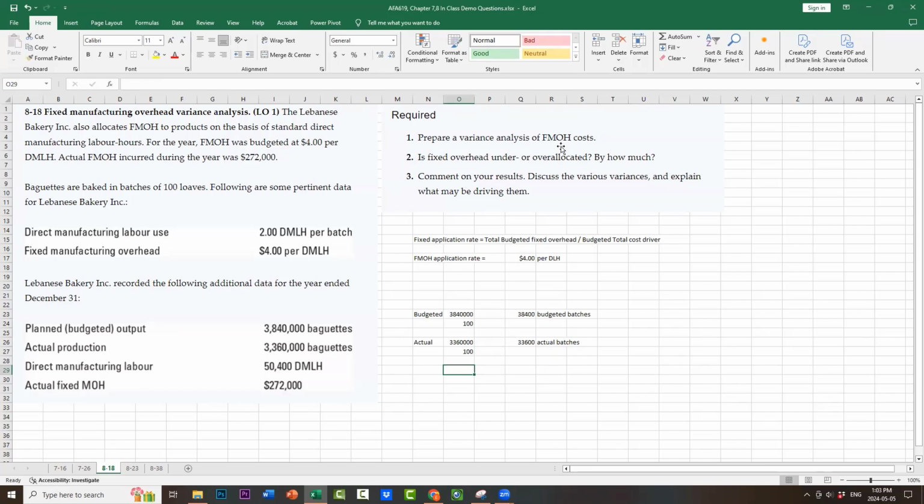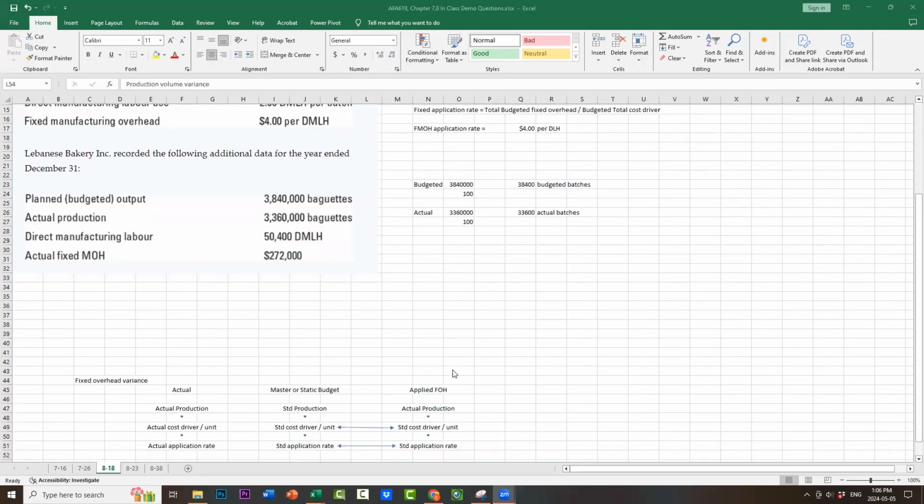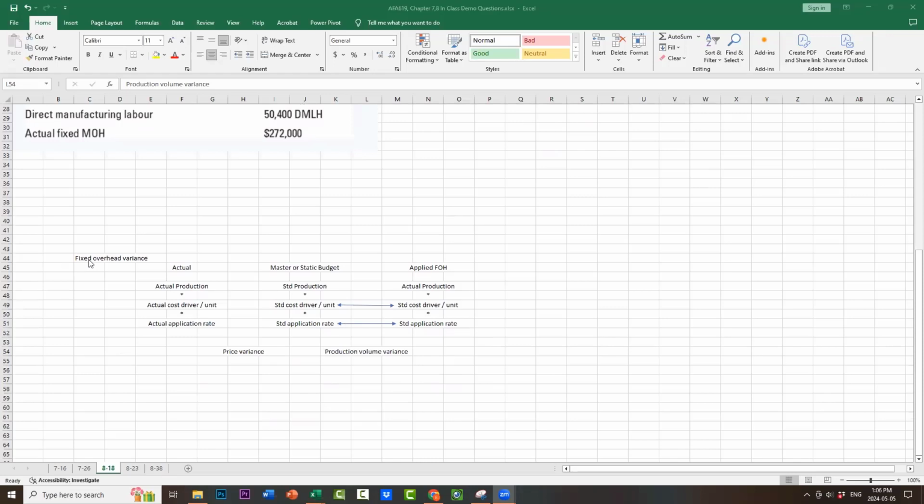So first we have to understand how to calculate this. We can't use the diamond approach. We have to use the column approach. So I have that down here. So this is the method we use to calculate the fixed overhead variances. We've got actual, the master or static budget, and then we have the flexible budget. Looking at this, we need actual production multiplied by the actual cost driver multiplied by the actual application rate.